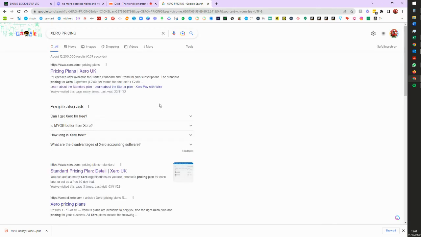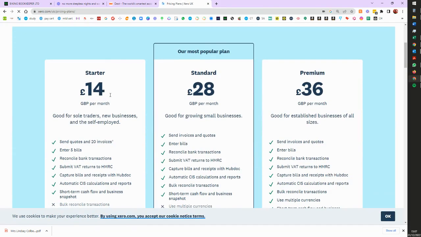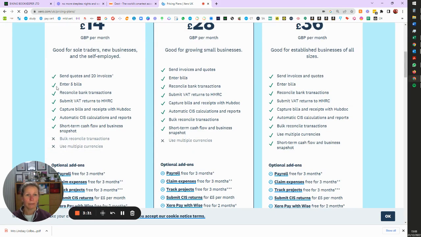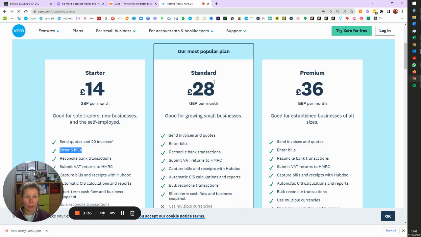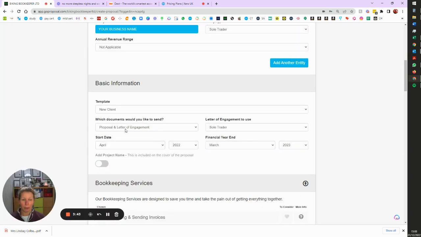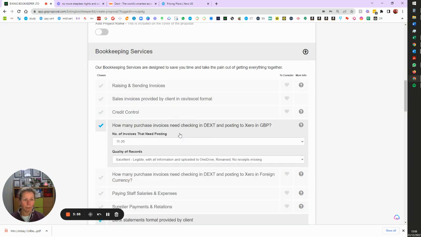And then this is Zero, which gives you an idea of what you will be required to have. Because this client will have more than 15 purchases, which in this case are called bills, we are looking at the standard pricing. So let's go and have a look. We will prepare a proposal and letter of engagement. Let's have a look at the financial year 22-23, because all the individuals' financial year finishes on the 5th of April. We usually round it to the 31st of March, but it's not an issue.